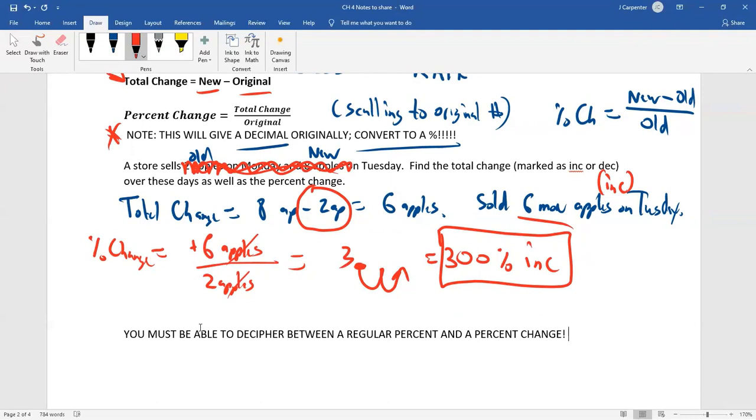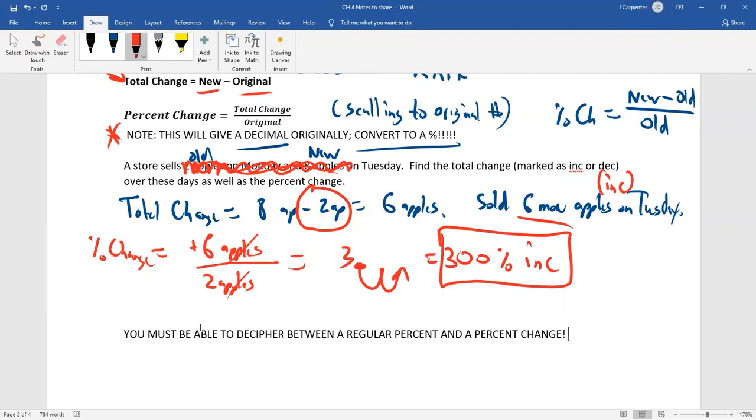Again, 8 divided by 2 is 4. Oh, that's 400%. That statement would be the number of apples sold on Tuesday was 400% of the number of apples sold on Monday. Didn't ask that though. I said, what was the percent increase? So we cut out the original, then divided by the original, and that gives us the change, the increase.